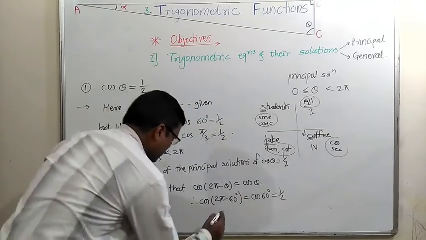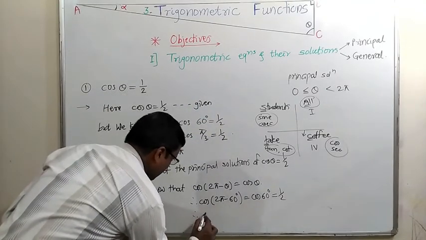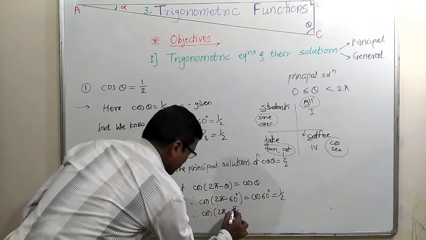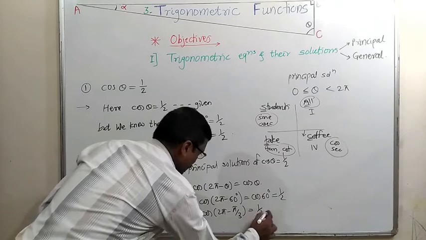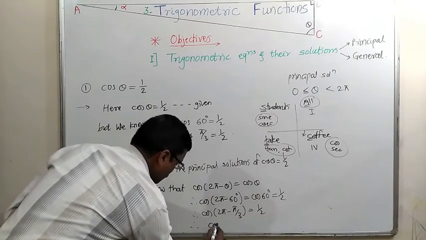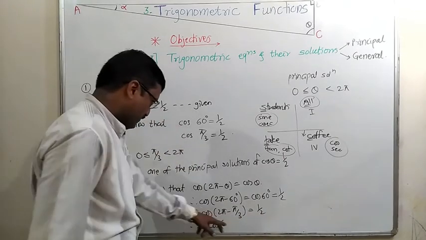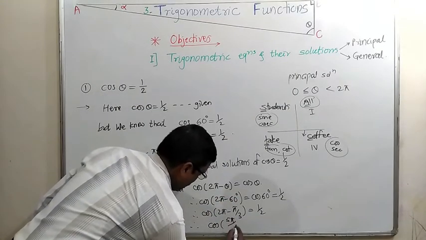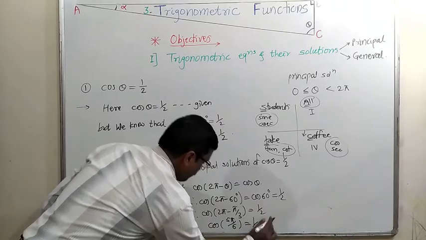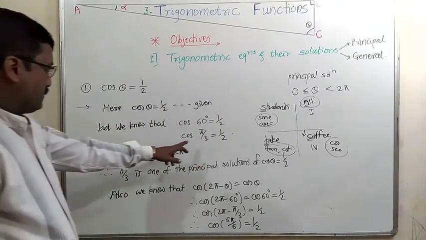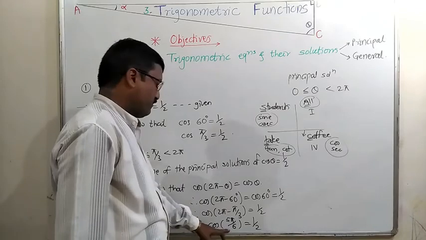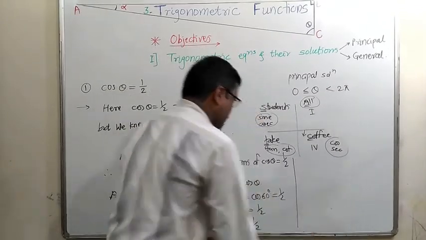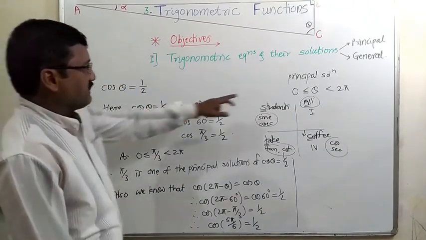So cos of 2 pi minus pi by 3 is equal to half. Therefore cos of 2 pi minus pi by 3 is nothing but 6 minus 1, that is 5, so 5 pi by 6 is equal to half. So again, instead of cos pi by 3 equal to half, we get cos of 5 pi by 6 equal to half. Let us check whether this 5 pi by 6 satisfies that condition or not.